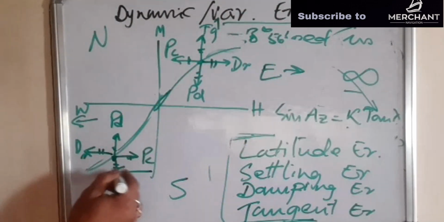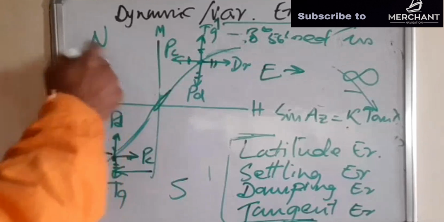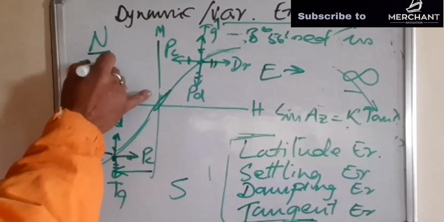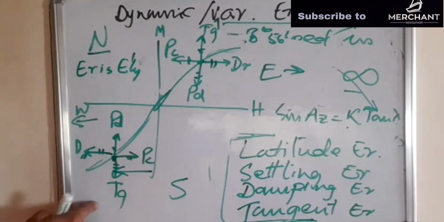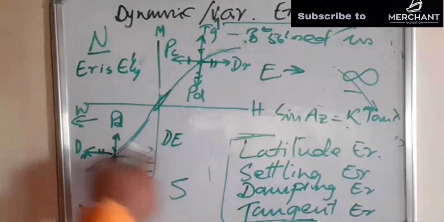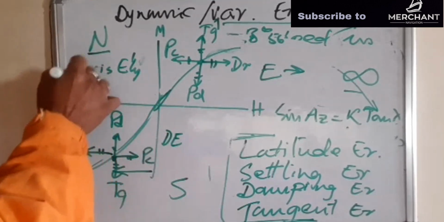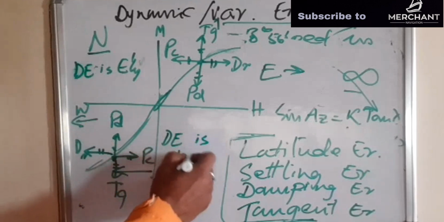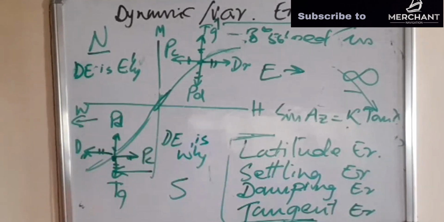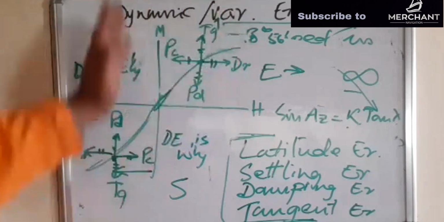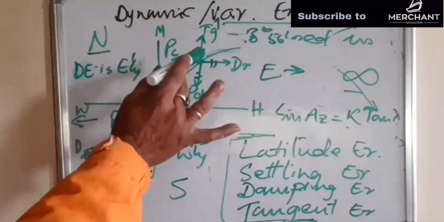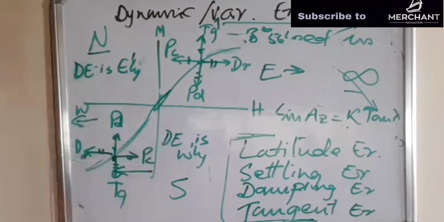The error is towards the west, error is towards the east. In northern hemisphere, error is easterly. In southern hemisphere, DE or damping error is westerly. Westerly, easterly from the meridian. Here it is going to settle like this. In south, it is going to settle like this.